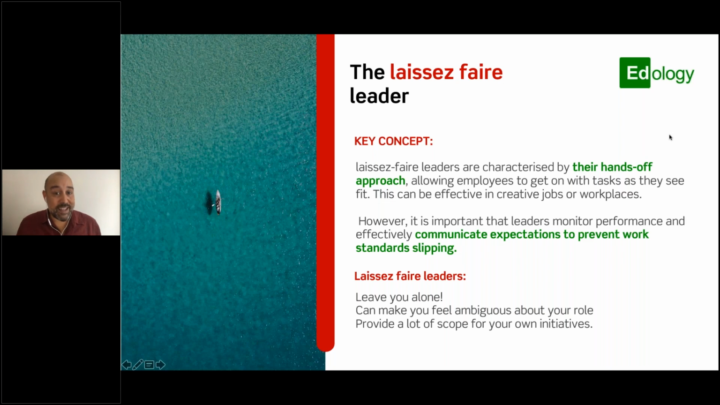There are problems with laissez-faire management. Obviously, if you leave something to go and sort itself out, then what are the mechanisms of control there? So laissez-faire managers can be laissez-faire by name, but a good laissez-faire manager will communicate their expectations, maybe rarely but clearly, and they'll make sure that standards don't slip. I think that's easier said than done, but laissez-faire management is a key concept that you will learn and look at in leadership modules.